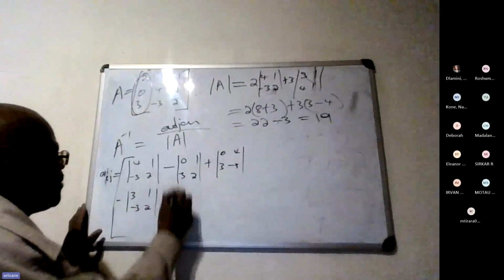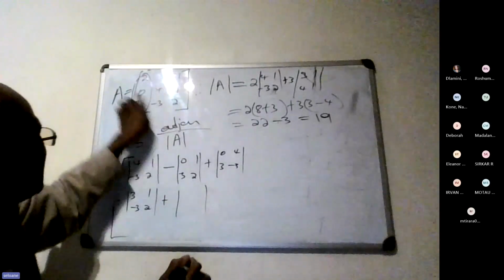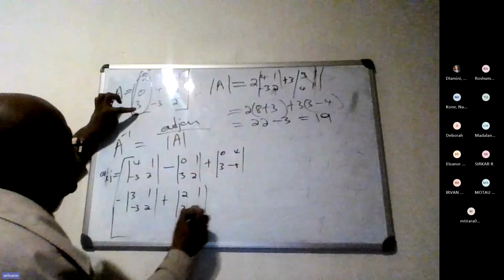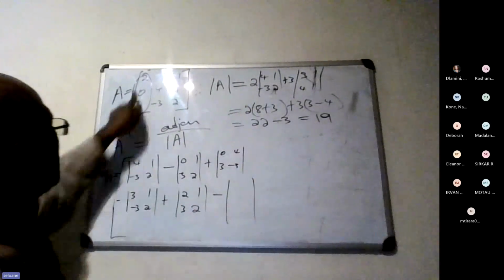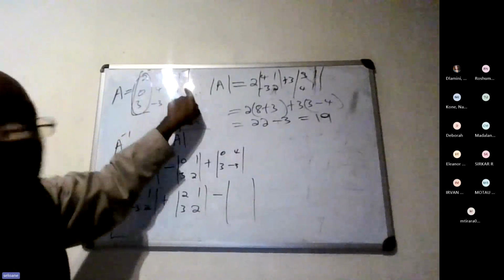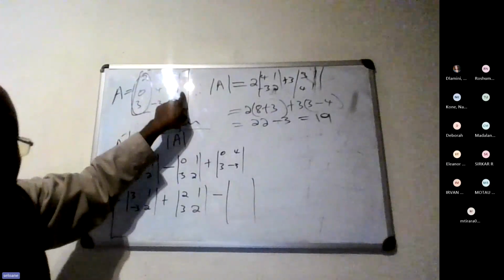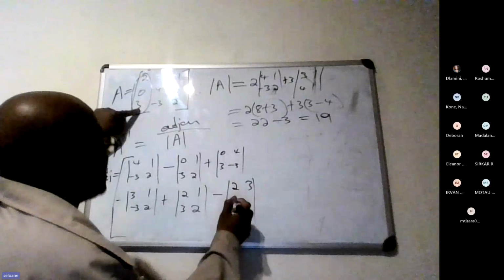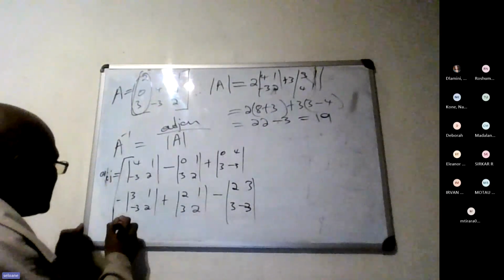Then it will now be plus. Plus what now? You cover this, and you cover this. You cover this. Then it will be 2, 1 here, 3, and 2. Plus, then it will be minus. Then what now? Then you cover this, because you are still busy with the second row. You cover everything in the second row and everything in the third column. You cover, then it will be 2, 3 here, 3, and minus 3. Then from there, this is minus, this is plus.